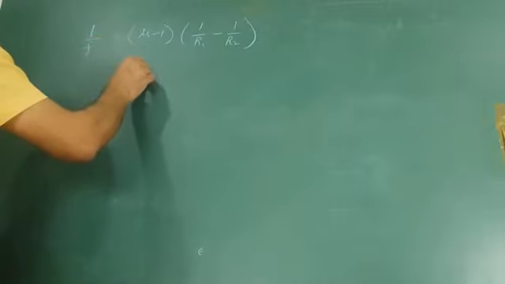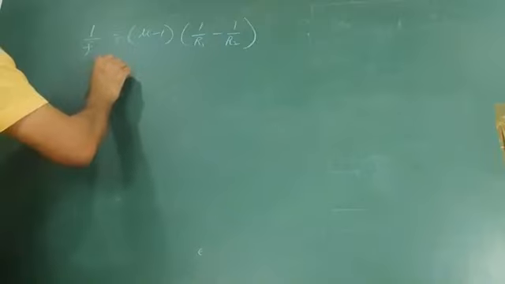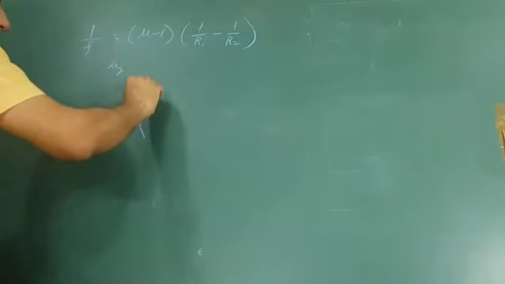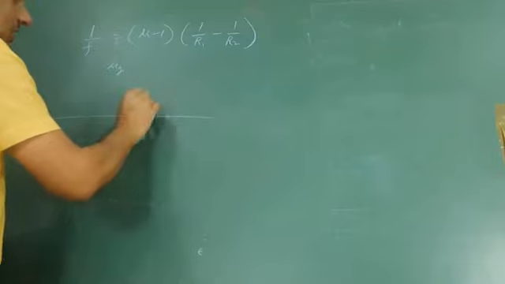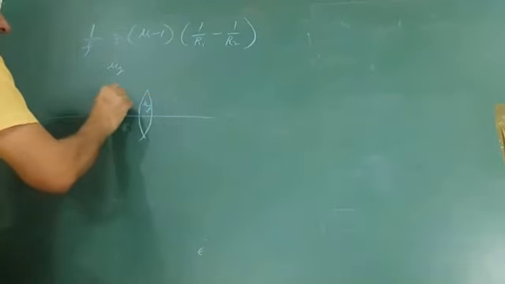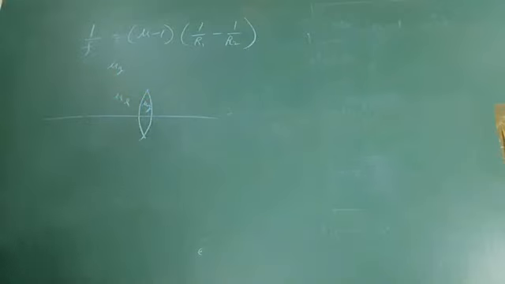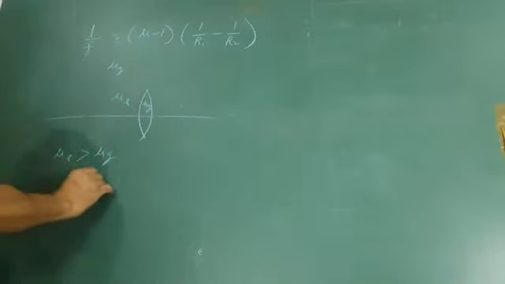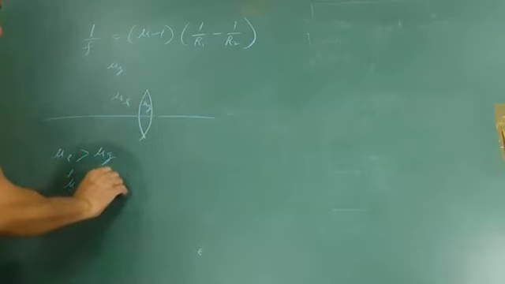Under which condition? Suppose there is a lens having refractive index mu z, and suppose I say this is the lens. Its refractive index is mu z, and it is immersed in some liquid having refractive index mu L for the liquid. And I am assuming that mu L is greater than mu z. So what will be the relative refractive index? The refractive index of this lens with respect to this liquid will be equal to mu z by mu L.